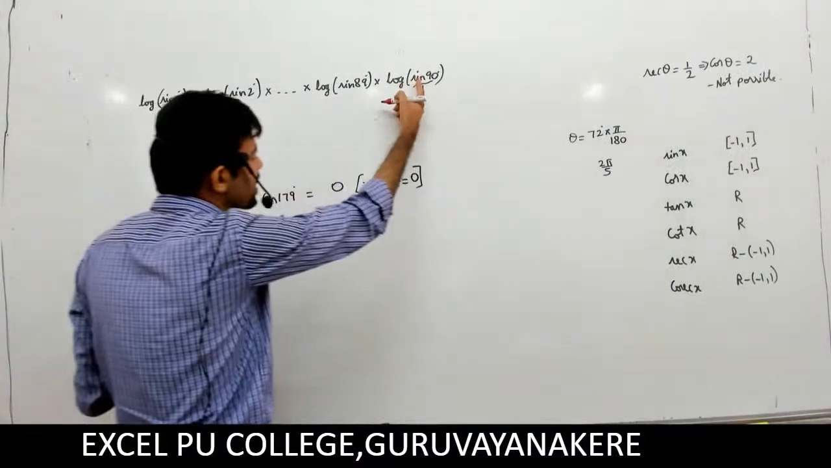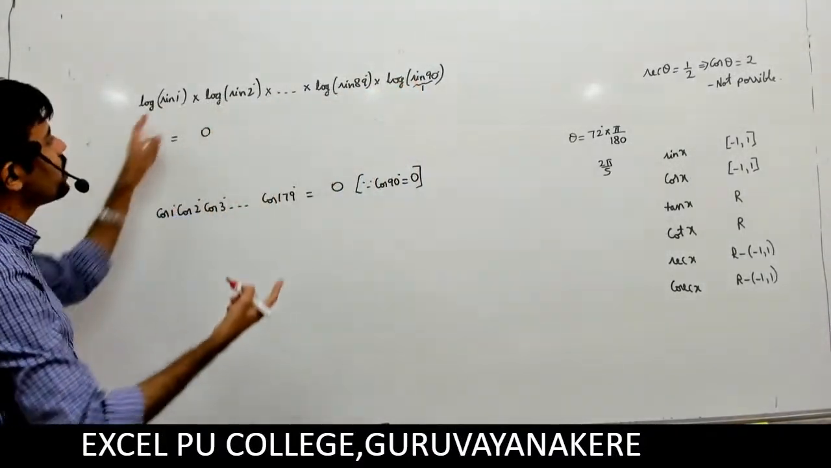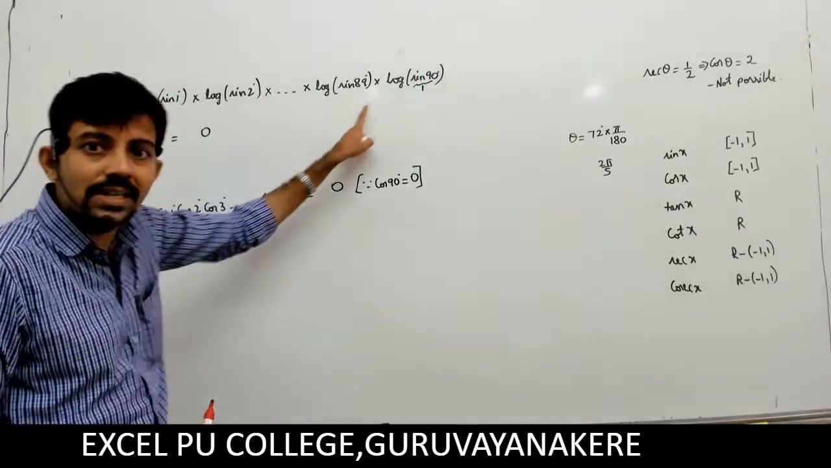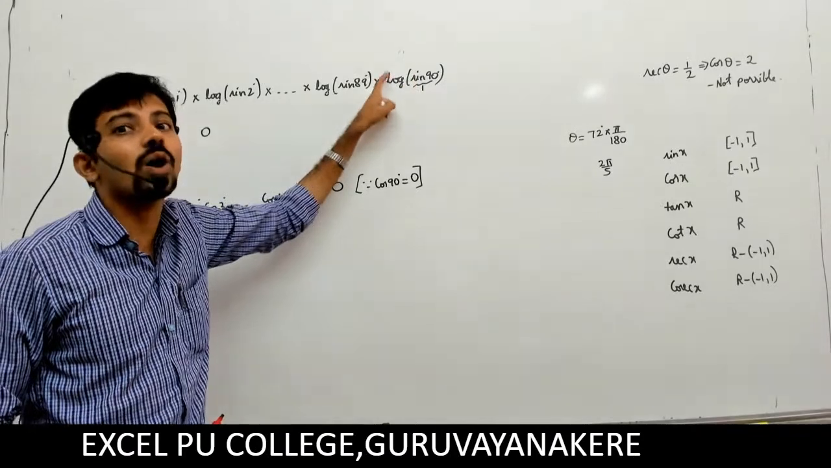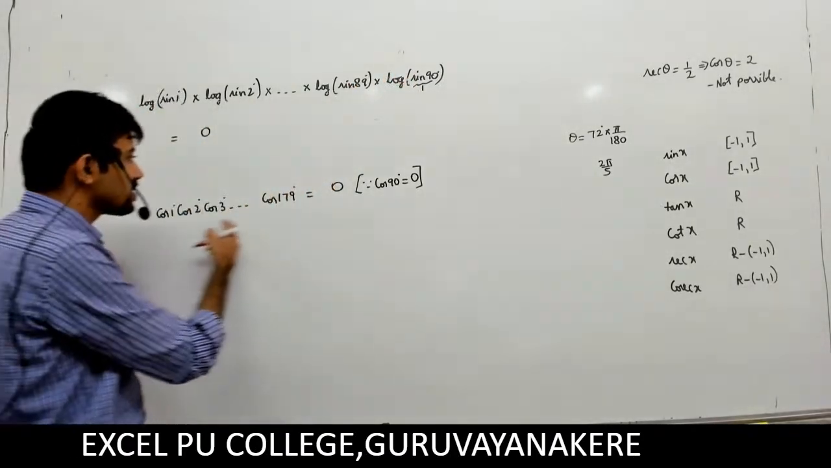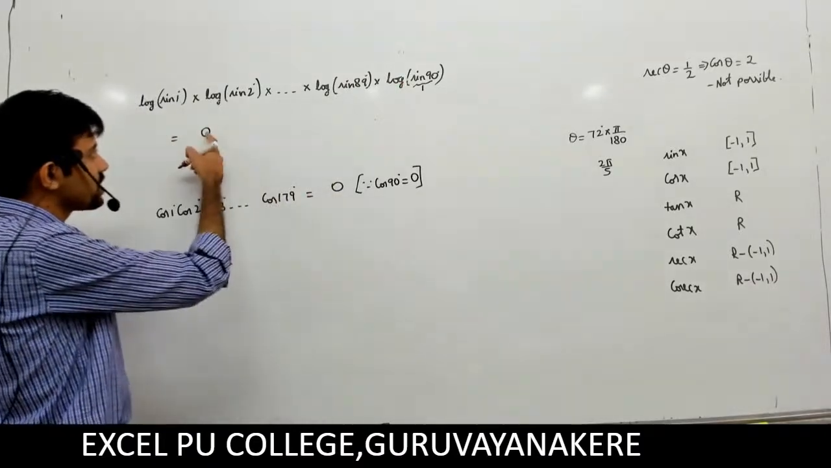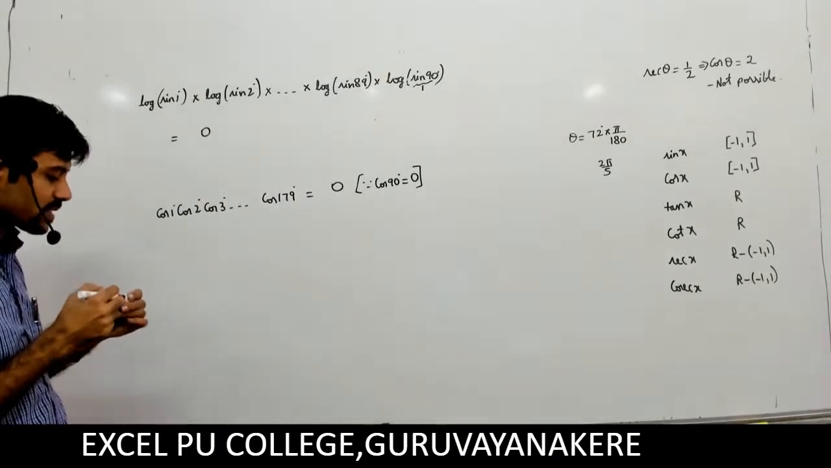Your sin 90 degree is 1 and log 1 is 0. 0 into any finite number is 0. We do not know the values of these, but the product will become 0. So the required answer is this: for this 0, for this also 0. Is that clear? Similar types of questions you can expect.